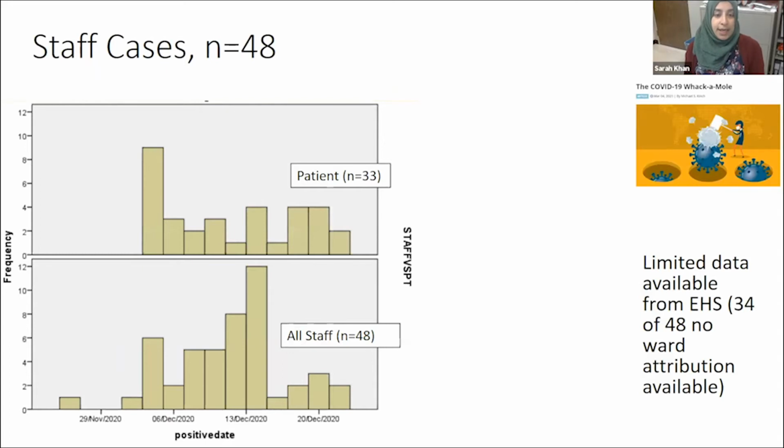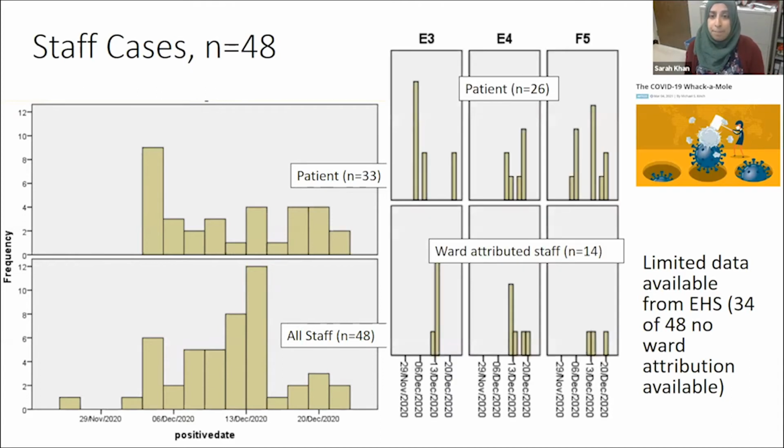So again, this is the cases broken down with the patient cases at the top there versus the staff cases. There were staff cases grumbling along. They peaked and then settled, but the patient cases just continued. And that likely relates to the potential that staff contributed to some of our patient cases as well.